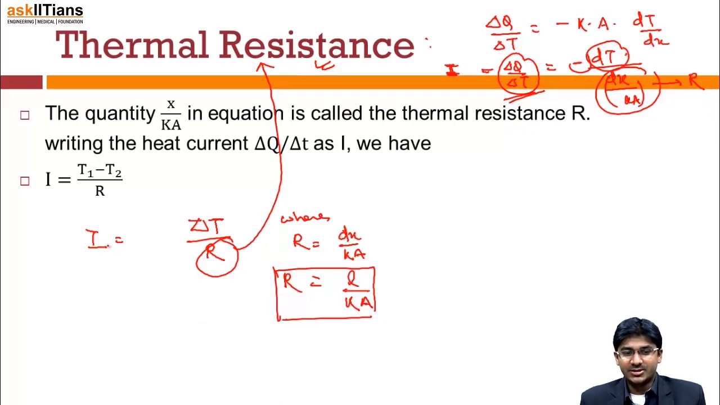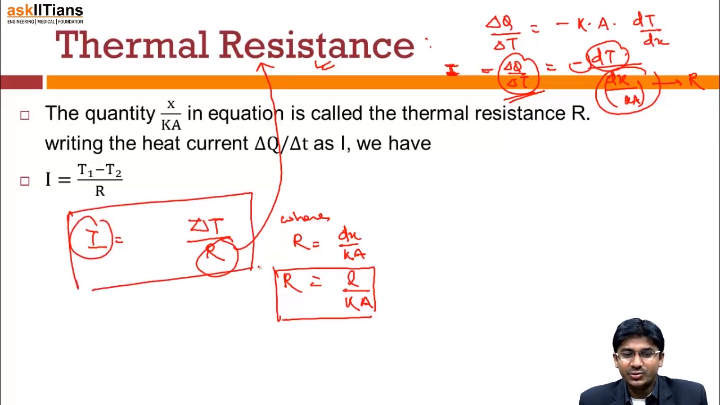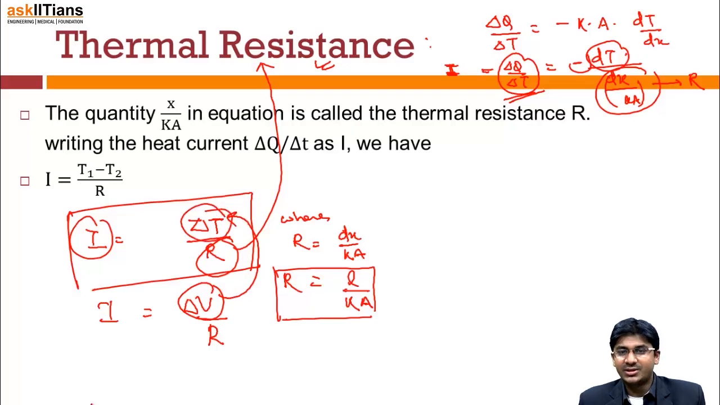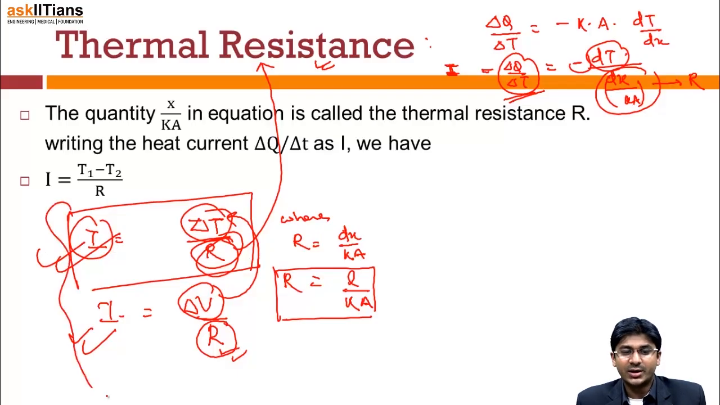Why is this so? This is because now this expression is similar to your Ohm's law. If you remember, I was V by R. What is V? V was the potential difference, that is delta V. In this case, that potential difference is temperature difference, and whatever else is there, that was the resistance in there. It's called the thermal resistance here, and there this is the flow of electrons. In this case, it's the flow of the heat. So these two are quite similar, and in this case, the resistance becomes L by KA, where L is the length, K is the conductivity, A is the area of cross section.